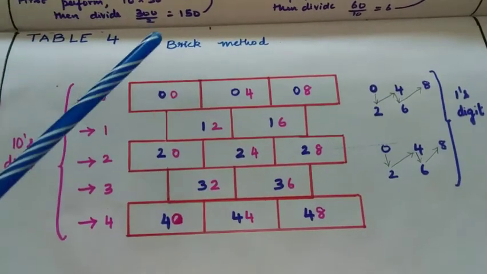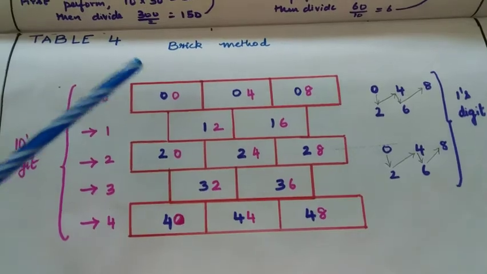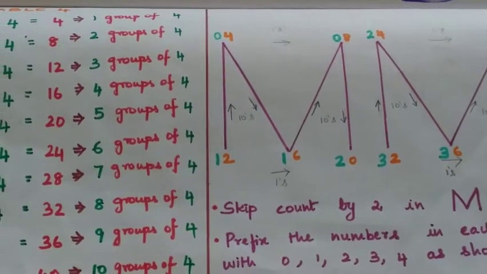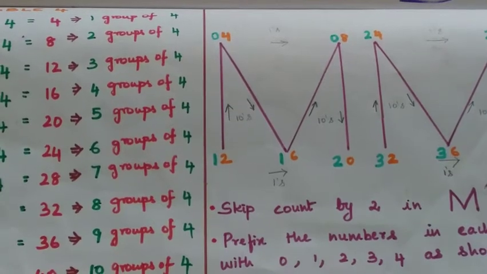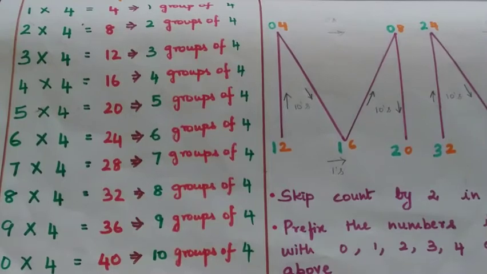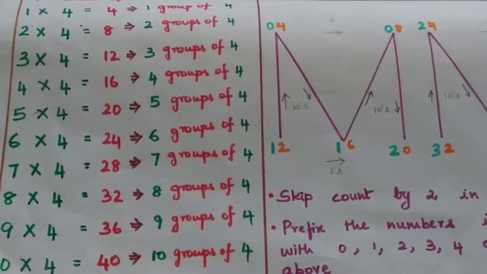Again, this method is only going to be useful for the kids to write the table 4 sequentially. But our motive is to make our child memorize the table. Now I will explain simple tricks to memorize each row of table 4.